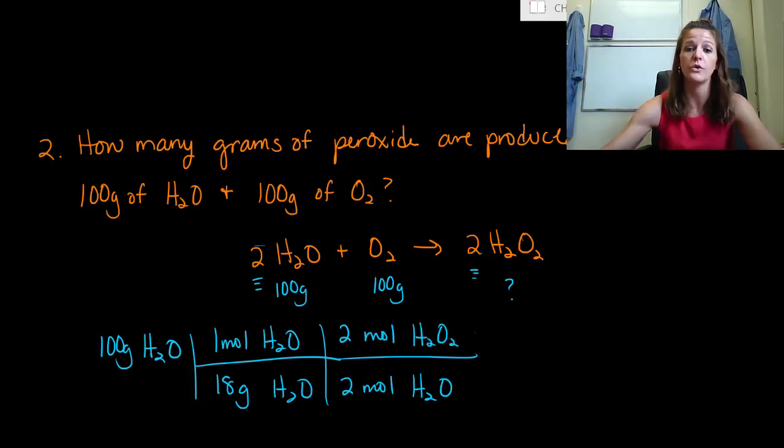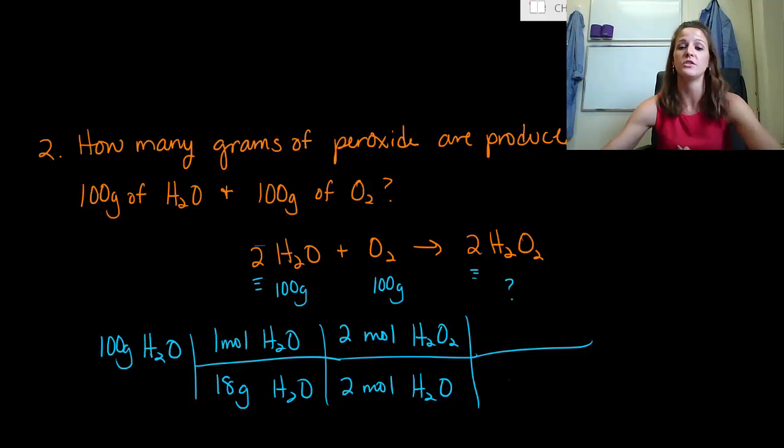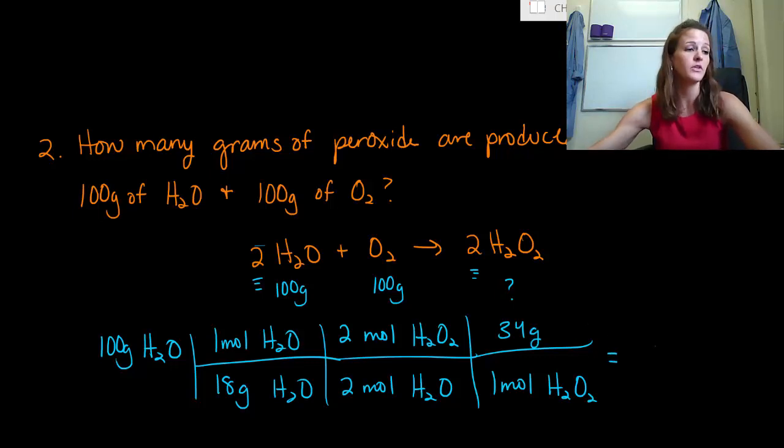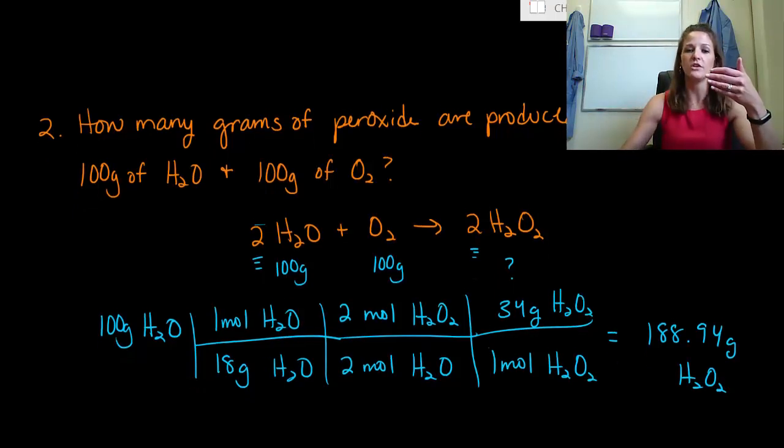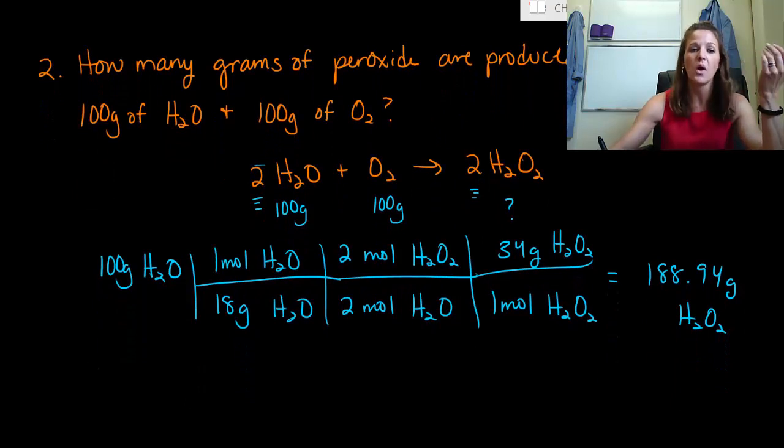That's our H2O2. But this problem is asking us to solve for grams, not moles, so we need to take this one step further. For every 1 mole of peroxide, H2O2, we know from our periodic table that we have about 34 grams. If you solve this properly, you end up with a value of about 188.94 grams of peroxide that can be created from starting with 100 grams of water. So that's what we can do with 100 grams of water. Now we want to know how much we can create with 100 grams of oxygen.